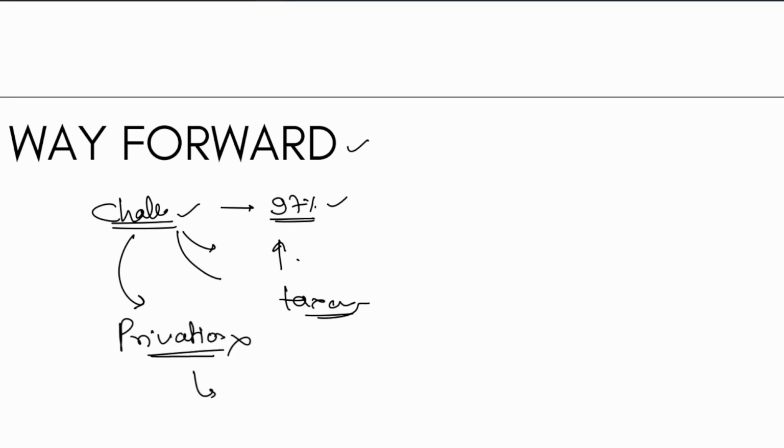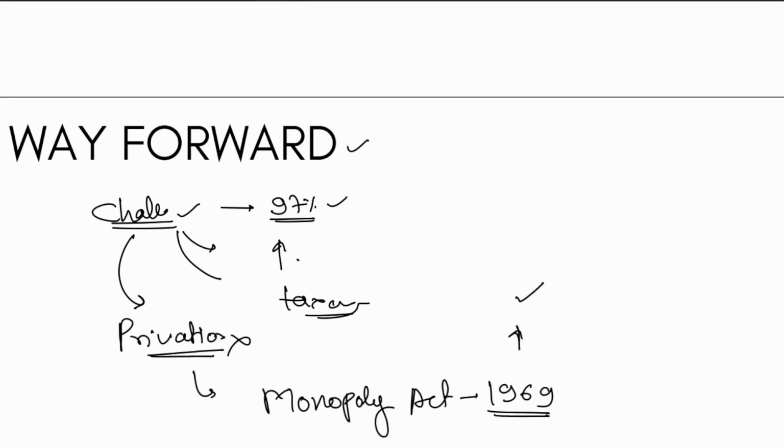Okay, so what was the act that stopped the privatization? The Monopoly Act of 1969. Fully, it was known as the MRTP Act, that was Monopolies and Restrictive Trade Practices Act of 1969. This law was designed to ensure that the economic system's operation does not result in concentration of economic power in the hands of few, basically against privatization and capitalization.